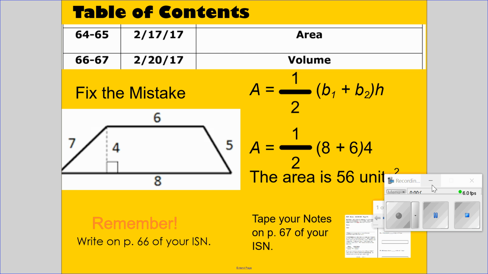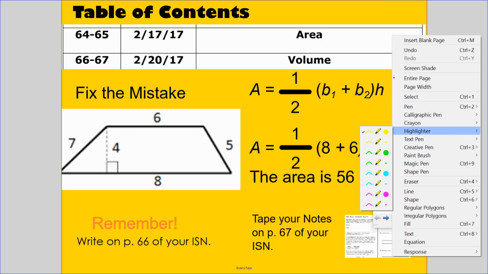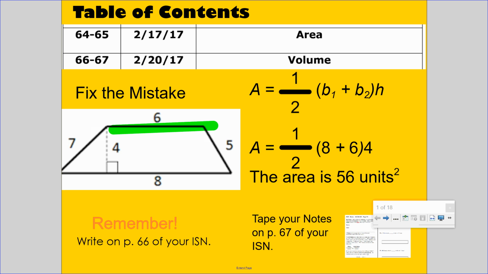This lesson is over the volume of a rectangular prism. Before we do that, let's look at our number routine. There's a mistake somewhere. So this is a trapezoid. How do you know that this is a trapezoid? There's only one set of parallel lines.